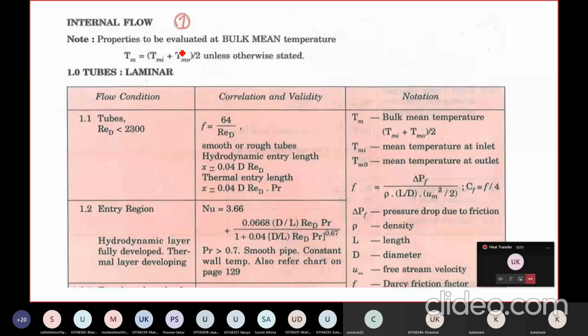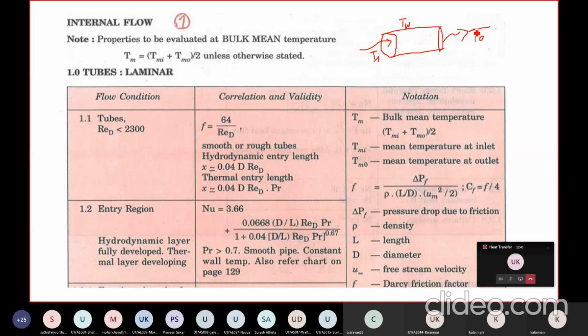Suppose a duct is considered, with water flowing through the pipe at the initial temperature Ti, and the pipe is maintained at a constant wall temperature Tw. Here Tw is greater than Ti, which means heat is transferred from the pipe to the fluid. Therefore, the exit temperature of the fluid will be greater than the inlet temperature but less than the wall temperature. Let the exit temperature of the fluid be To.